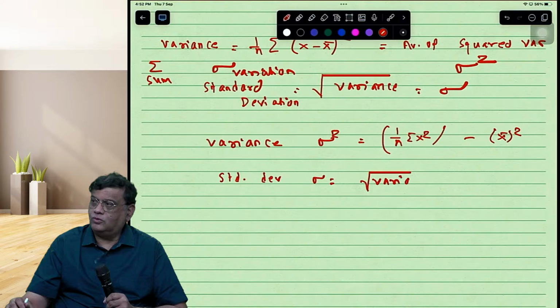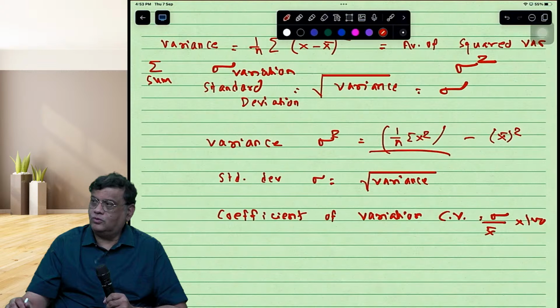And then whenever I want to make a comparison, like we had coefficient of range, coefficient of quartile deviation, coefficient of mean deviation about mean, like that we have coefficient of variation. That is CV, and that is equal to sigma over x bar into 100. Now tell me, if you want to compute this, which column do you need to make?